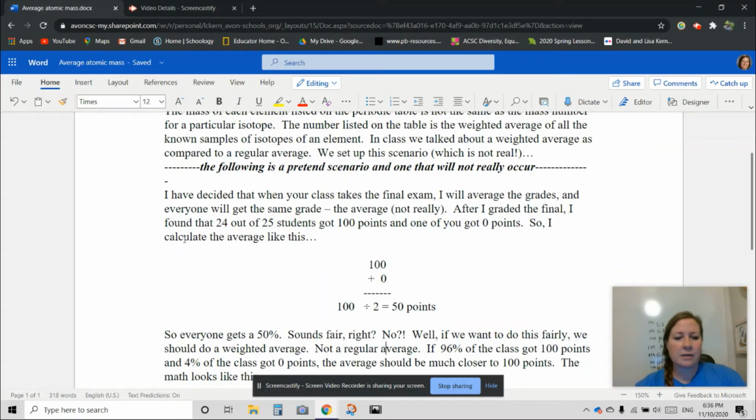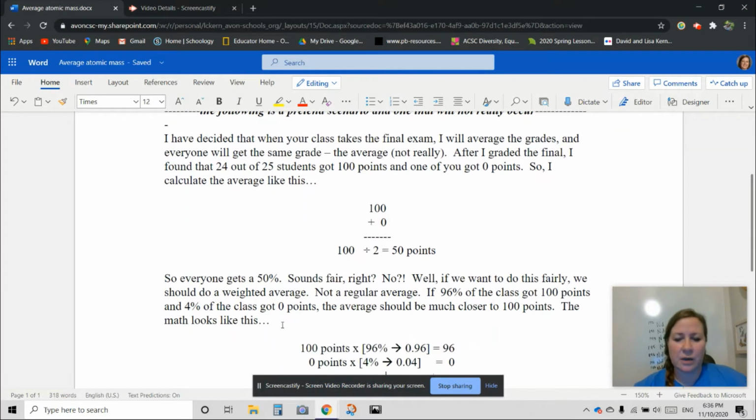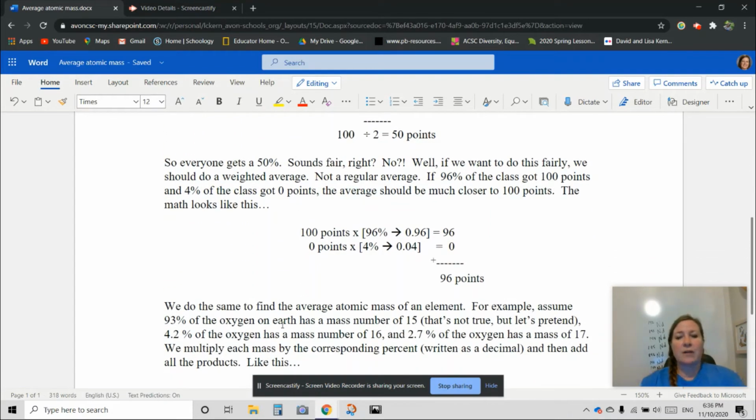Since that would take too long, we're not going to do it that way. Instead, we're going to do what we call a weighted average based on percents. So you're going to take your 100 points times 96%. But of course, we're not going to use 96, we're going to use 0.96 because you convert the percent to a decimal by moving the decimal to the left 2 times. So 100 times 0.96 equals 96. Then you're going to do that for the 0. 4% of the kids got a 0, so that's 0.04. So 0 times 0.04 is still 0. And then you add those two numbers up, and it's 96.